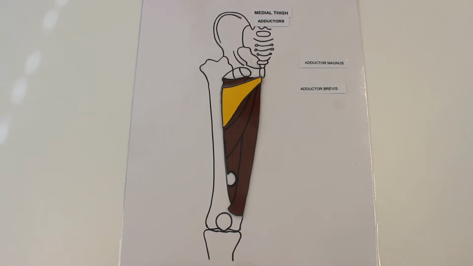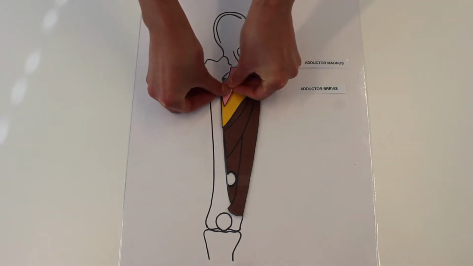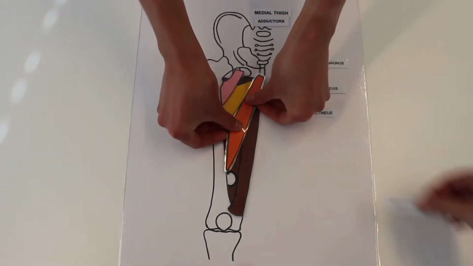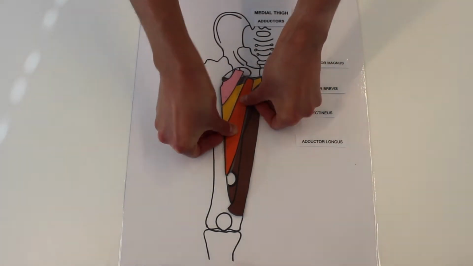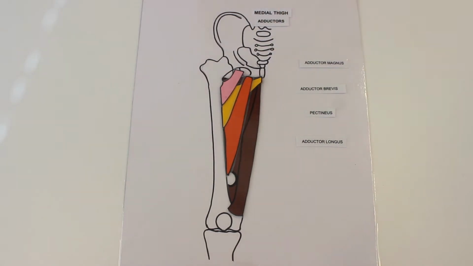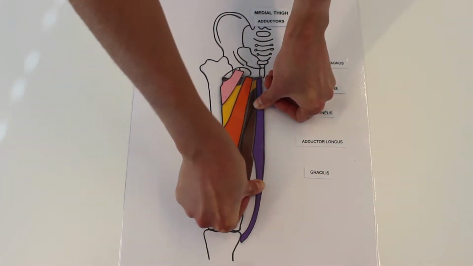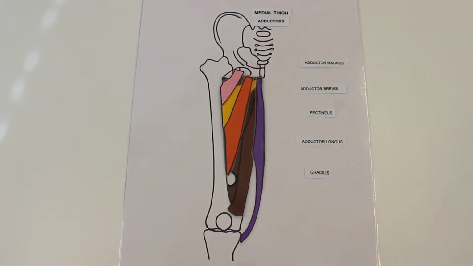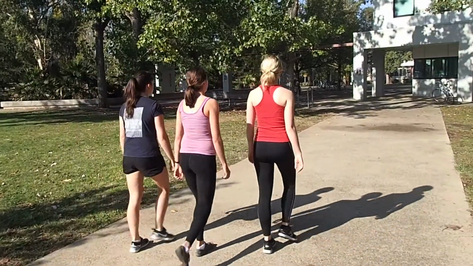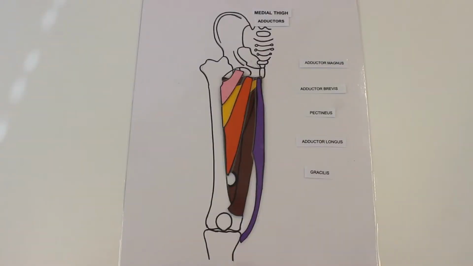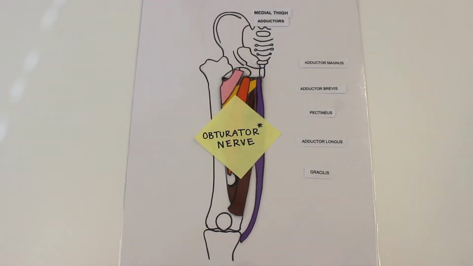Continuing to move superficially, the next 3 muscles encountered are pectineus, adductor longus, and gracilis. You may notice that gracilis in fact extends to behind the knee. Therefore, gracilis also acts to flex the knee. The muscles of the medial thigh are all innervated by the obturator nerve.